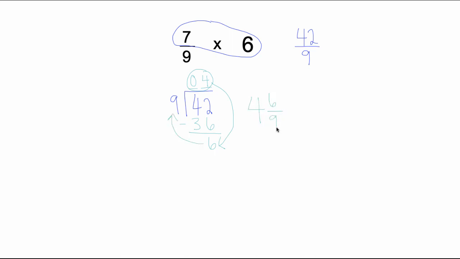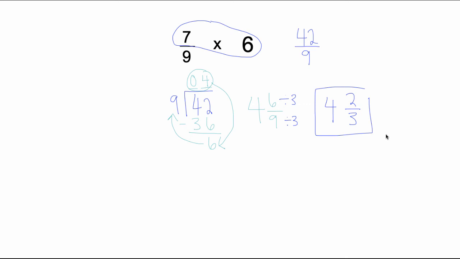Now, something that we haven't talked about yet because it hasn't come up is that we do need to simplify this one right here. 6 and 9 are both divisible by 3. So you would divide each one by 3. 6 divided by 3 is 2, and 9 divided by 3 is 3. 2/3. So your final answer in simplified form would be 4 and 2/3.